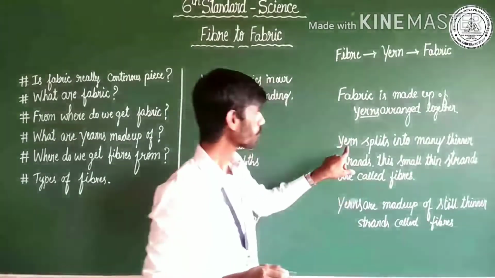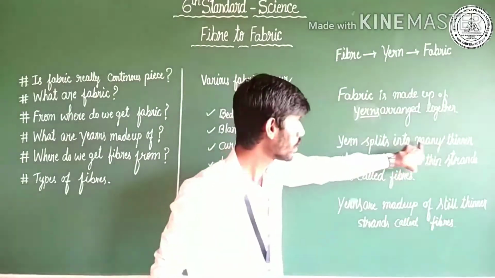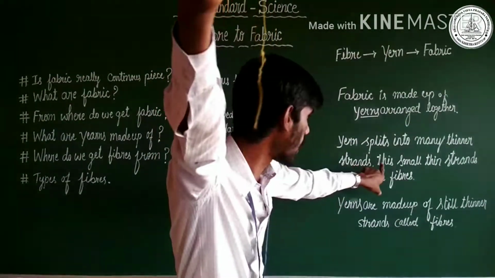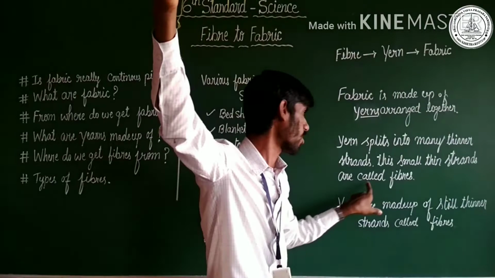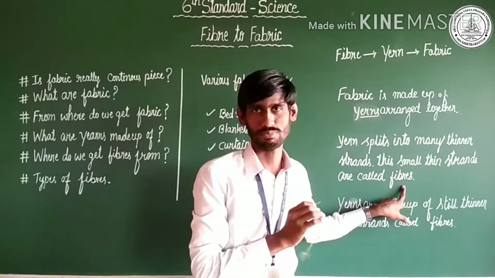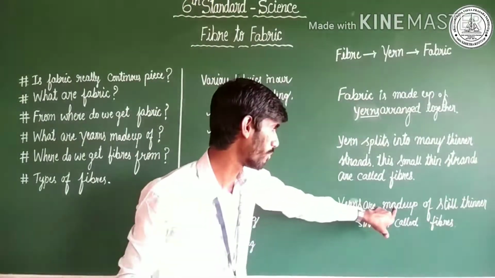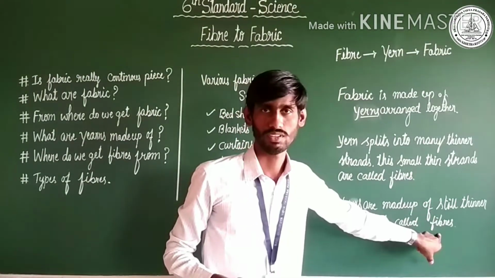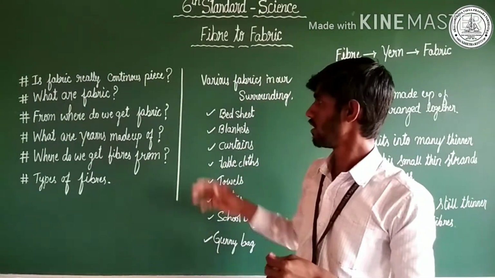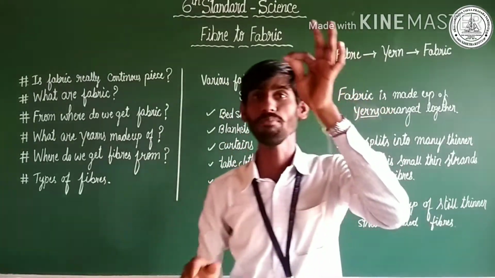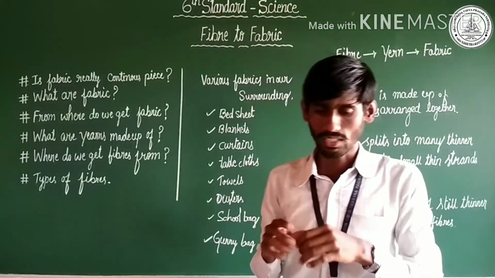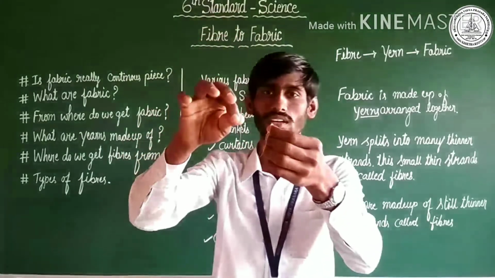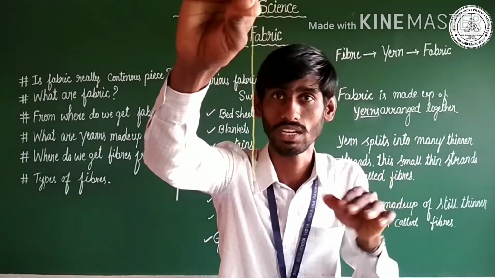Okay, Chotu? Yarn splits into many thinner strands. These small thin strands are called fibers, as I have just explained. Yarns are made up of still thinner strands called fibers. Okay? You got the answer to the question: what is yarn made of? These types of fibers, we can see these fibers.